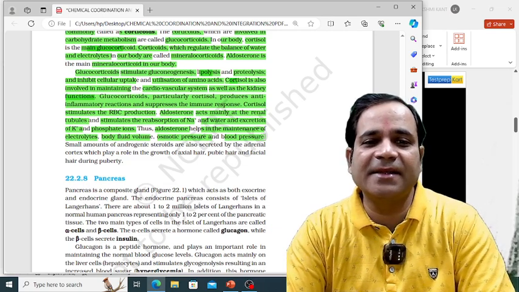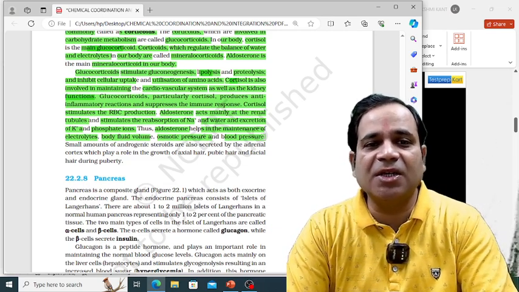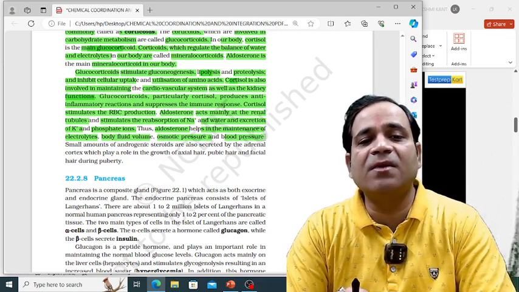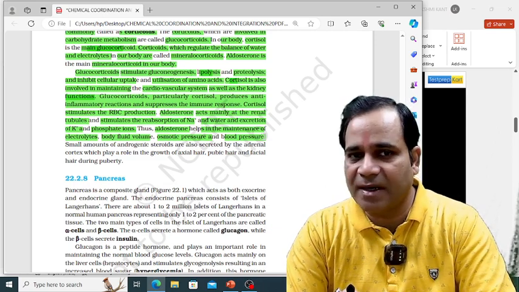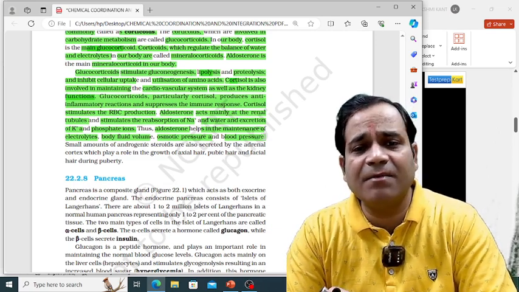So, see this one thing, aldosterone is such a hormone which is responsible for maintaining the electrolytes of body fluids, volume, osmotic pressure, and blood pressure, my dear.